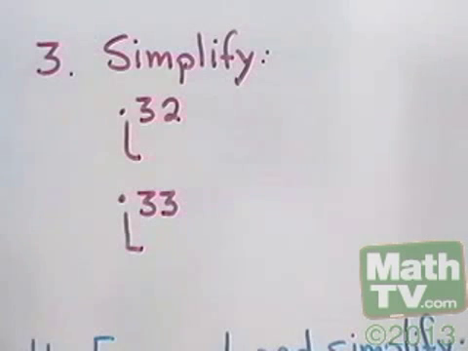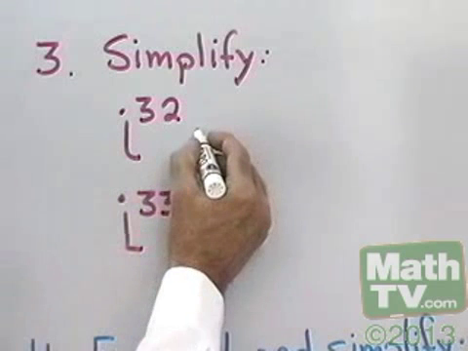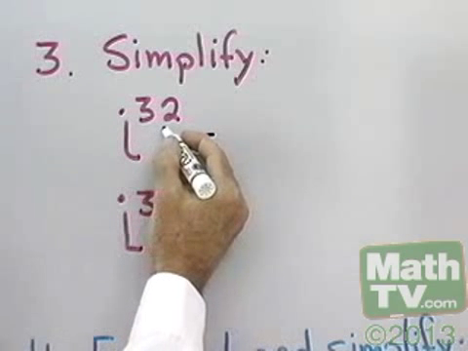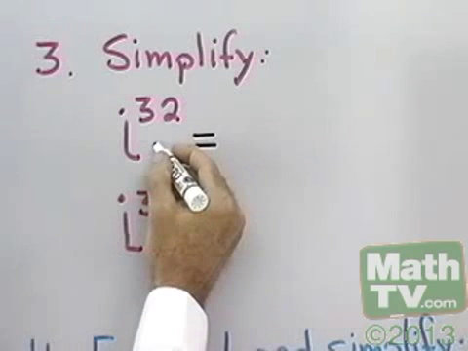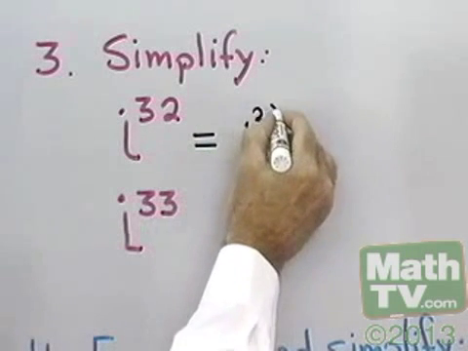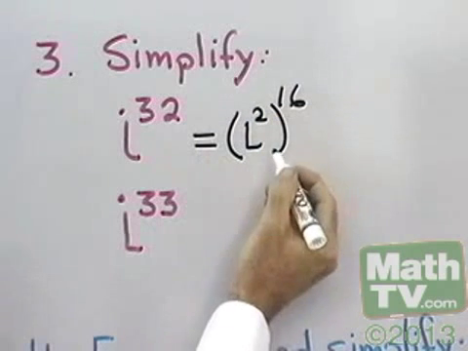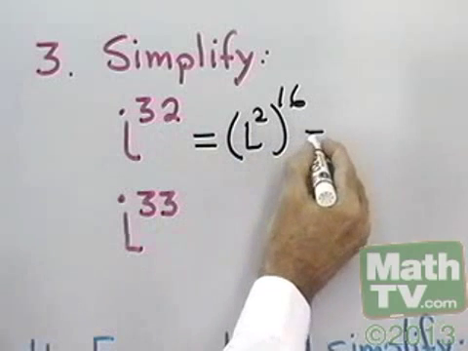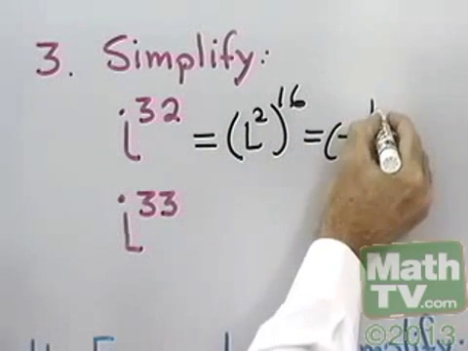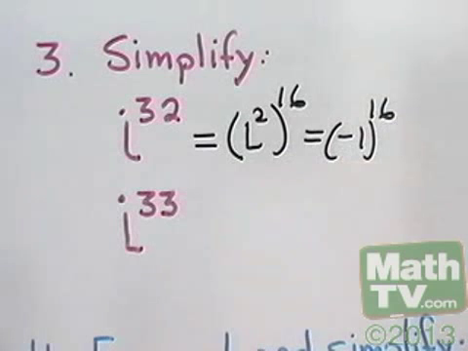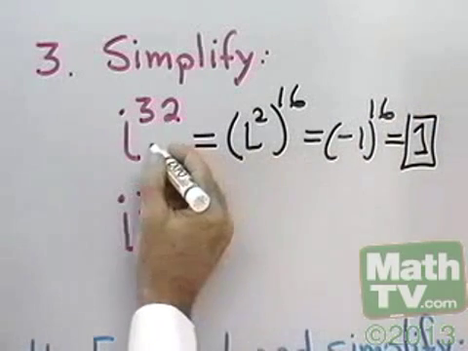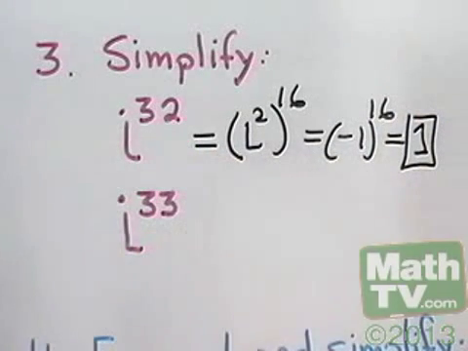Let's look at another problem. Let's simplify i to the 32. Any power of i can be written as i, negative i, 1, or negative 1. And I think I'll use the fact here that i squared is negative 1 and write this as i squared to the 16th, because I know 2 times 16 is 32, and I also know that i squared is negative 1. So I have negative 1 to the 16th power. Negative 1 to the 16th power will just be the number 1. So that power, i to the 32, simplifies to just 1.